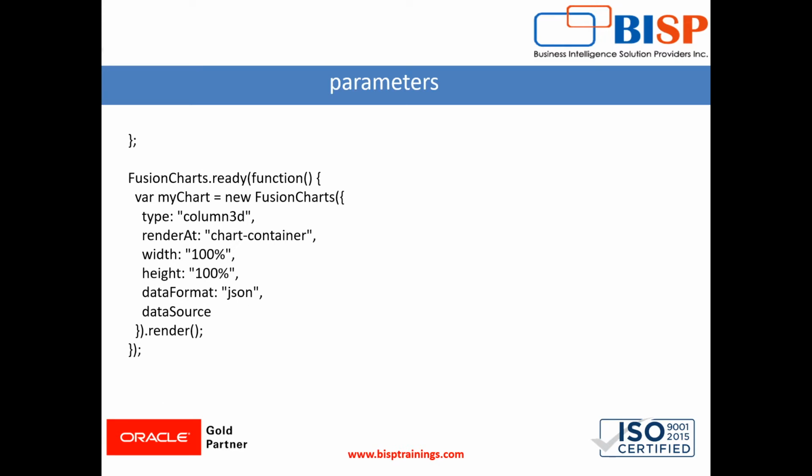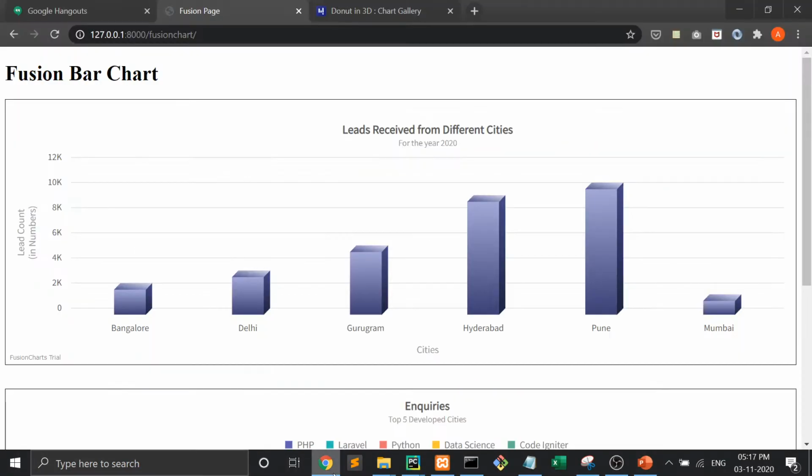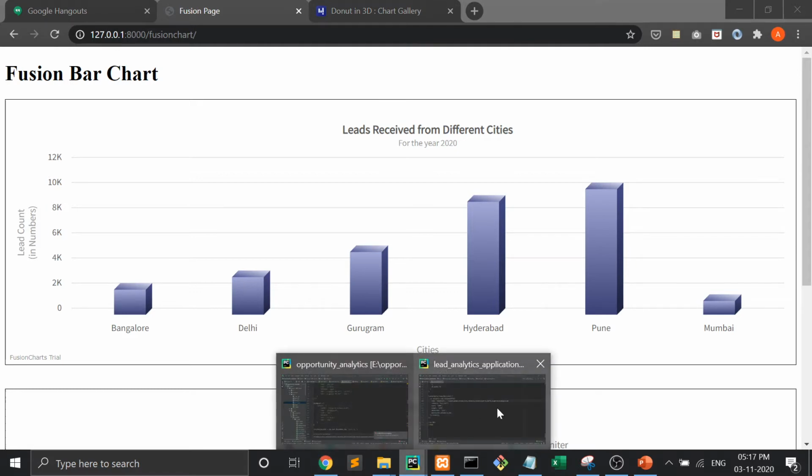In this video, we will draw a bar chart with dynamic data, and I will convert it into different charts. Okay, now let's see how it is done. See, here is the column 3D chart. Now how is it rendered? It is not static, it is dynamic.